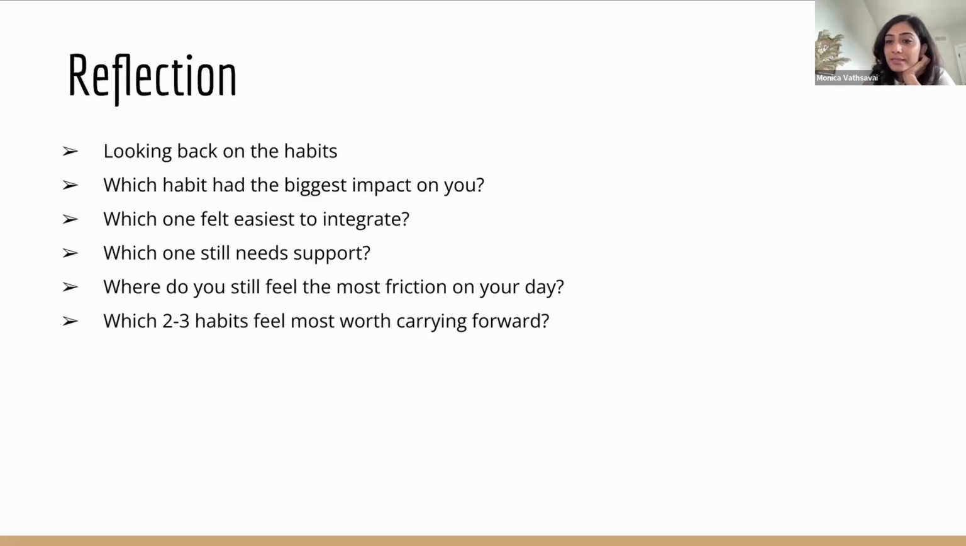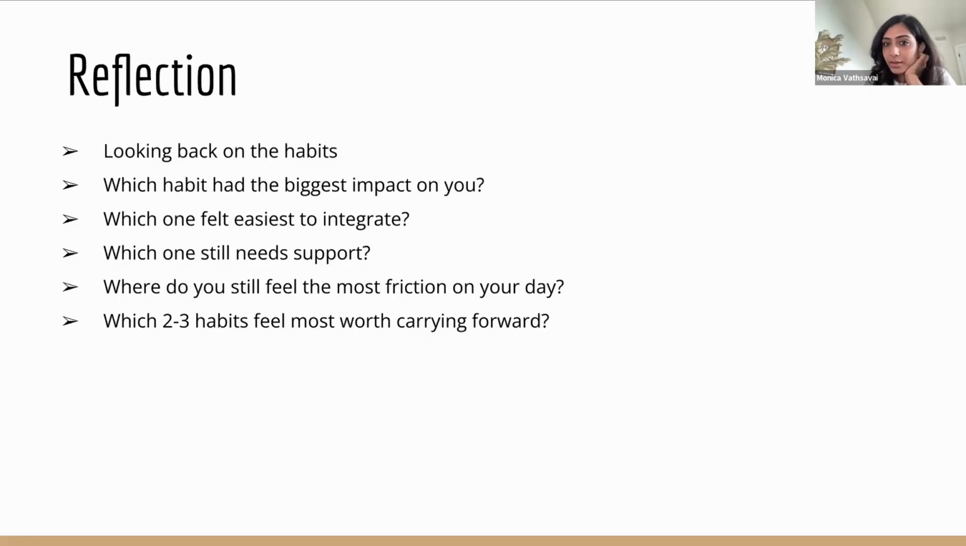Which one still feels like it needs support? And where do you still feel the most friction in your day? In the mornings or around meals or evenings with sleep? Or do you have a lot of stress? Or just about consistency overall? Where do you feel the most friction still?